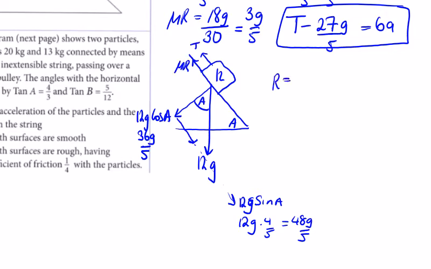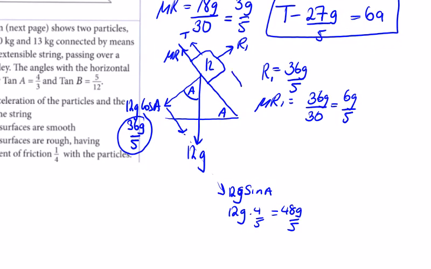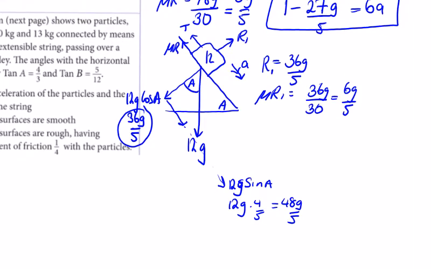So R is equal to, it's a different R, so I'll call it R1. I don't want to call it the same R. R1 is equal to this 36g over 5. So mu R1 is equal to a sixth of that, 36g over 6 fives, 30, so that's 6g over 5. So that's what's resisting. So acceleration is going in this direction.